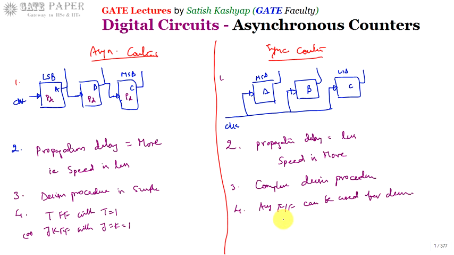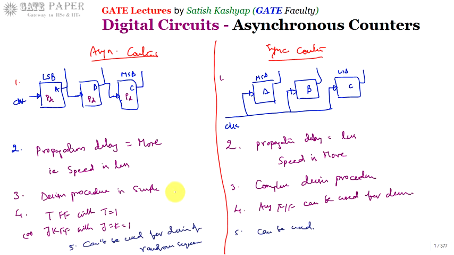There is no restriction. And fifth one, asynchronous counters cannot be used for generating random sequences, whereas synchronous counters can be used.